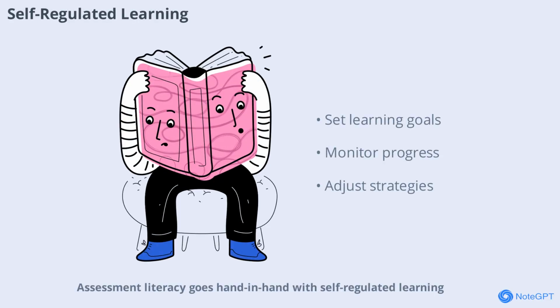Assessment literacy goes hand in hand with self-regulated learning. When students understand assessment criteria and expectations, they can set clear goals, plan their study strategies, and monitor their progress. This self-regulation empowers them to manage their time and resources effectively, reflect on their learning, and adjust their approaches as needed. Ultimately, assessment literacy helps students become independent, proactive learners.